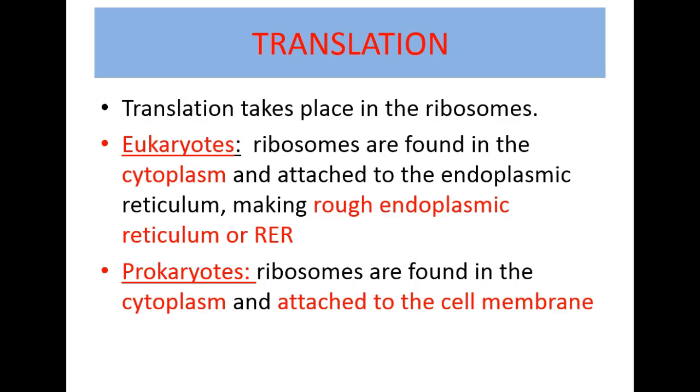Remember that in eukaryotic cells, ribosomes are found in two places: in the cytoplasm of the cell and attached to the endoplasmic reticulum, making rough endoplasmic reticulum, or RER. On the other hand, in prokaryotes, ribosomes are also found in two places: in the cytoplasm and attached to the cell membrane.